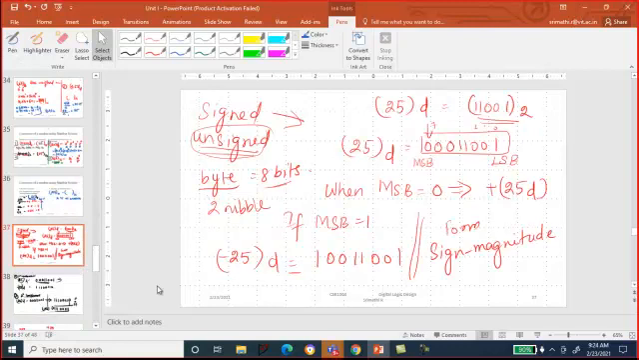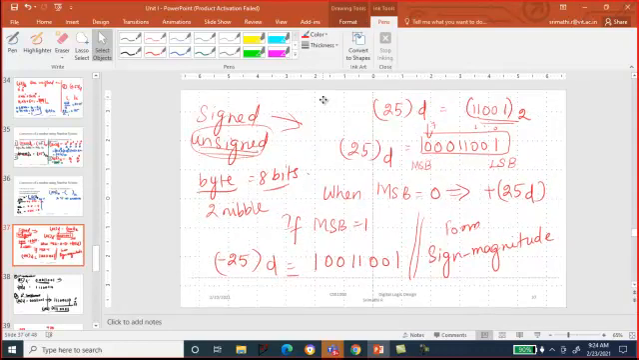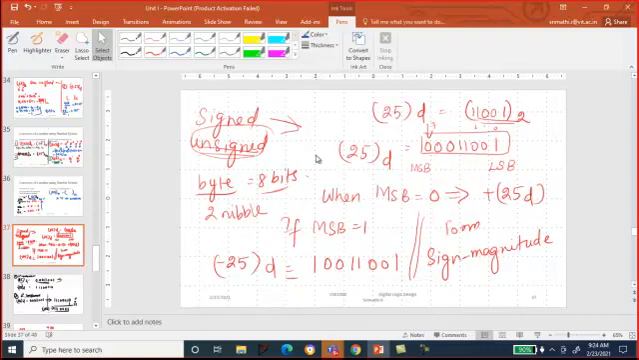Okay, and now I am going to talk about complements. Generally we have two types of numbers: one is the signed number, and another is the unsigned number. For example, the 25 decimal equivalent is 11001. If I am representing the number 25 decimal, it is 11001.